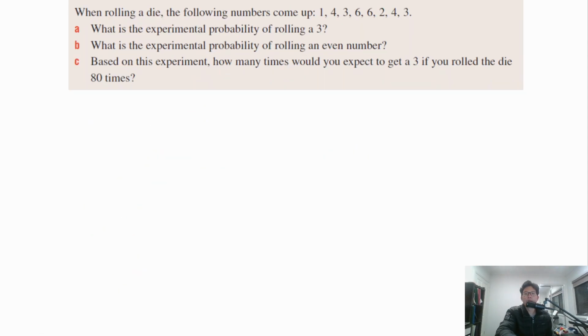Alright, so now let's pause the video here and have a go at this question by yourselves. Alright, so let's start off by reading it. It says, when rolling a die, the following numbers come up: 1, 4, 3, 6, 6, 2, 4, and 3. What is the experimental probability of rolling a 3?